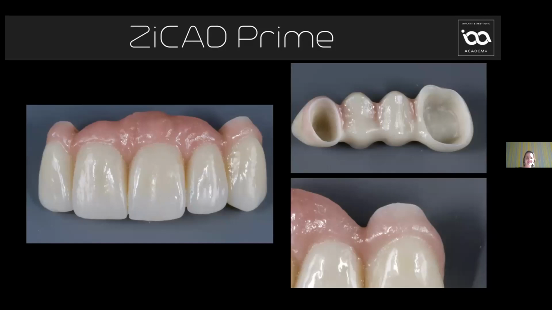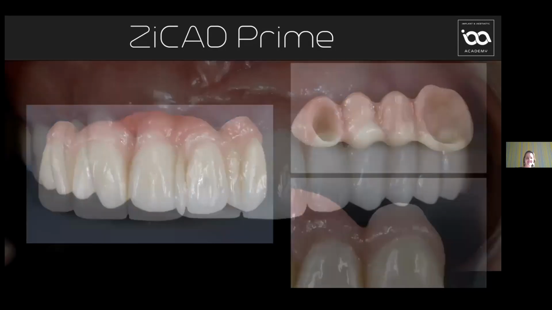And if you look at the pink element, you'll see that we have these feather edges which fit under the gum, which is the tooth-colored part, but we've managed to then layer gradually to support that soft tissue with pink porcelain. And again, there's no other material that I know that can do this sort of thing.